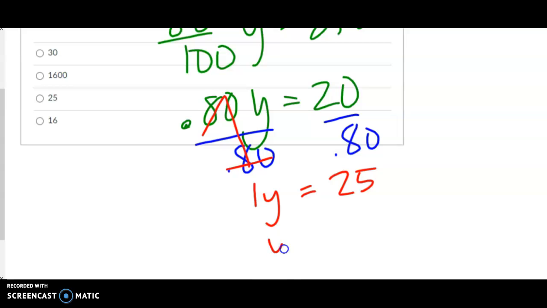The last part is just 1y is the same thing as y, and that equals 25. So our best answer is that one, 25.